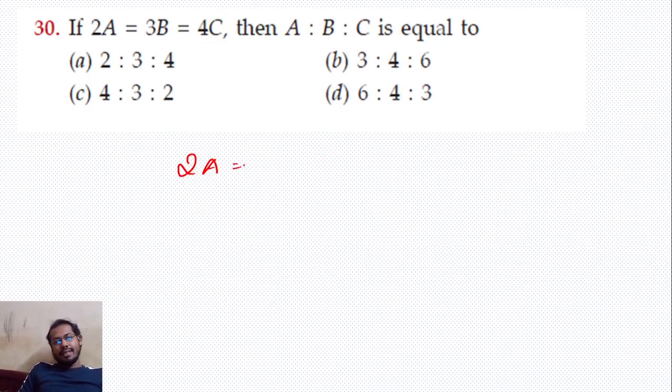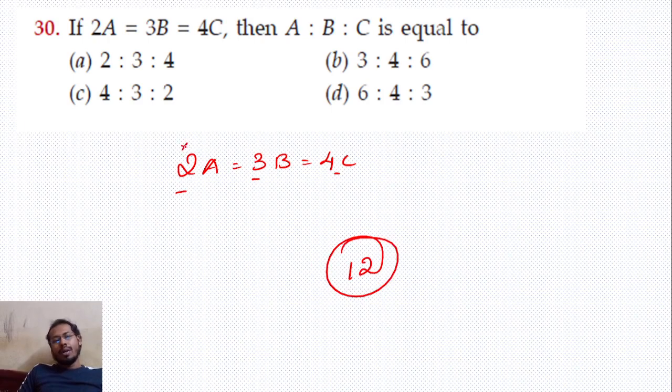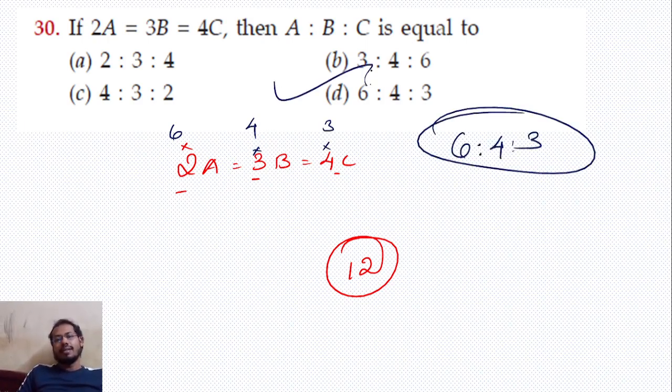2a is equal to 3b is equal to 4c. Then what is equal to a, b, c? Very simple. 2, 3, 4. Let's take the LCM. It is 12. 2 into what number is 12? 6. 3 into what number is 12? 4. 4 into 3 is 12. So 6 is to 4 is to 3 is the final answer.